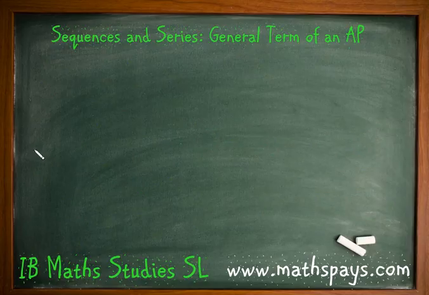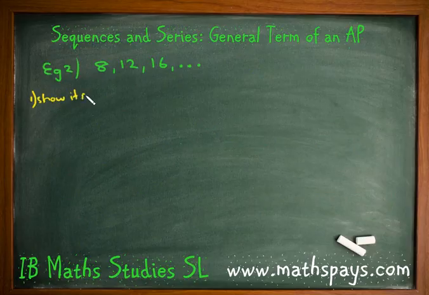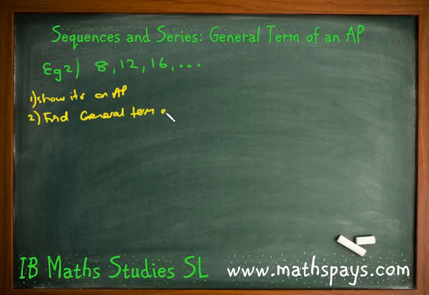Okay, so let's have a look at another example. Example 2. We're going to look at, let's say, 8, 12, 16, dot, dot, dot. So the first question I'm going to ask is to show it's an AP. I'm going to ask you to find the general term of the AP, and I'm going to ask you to find the 100th term.